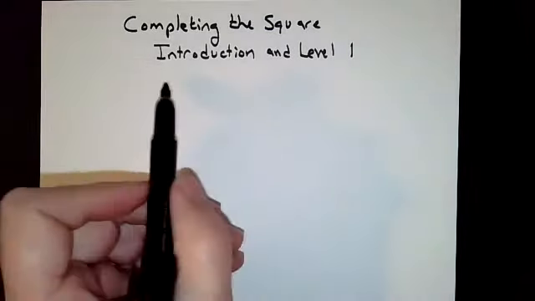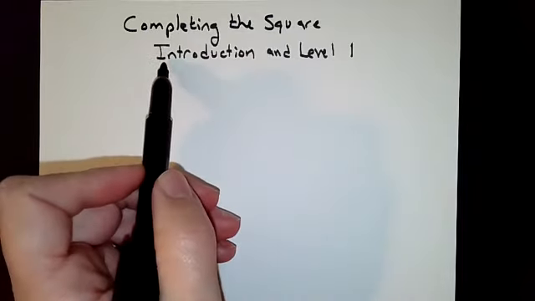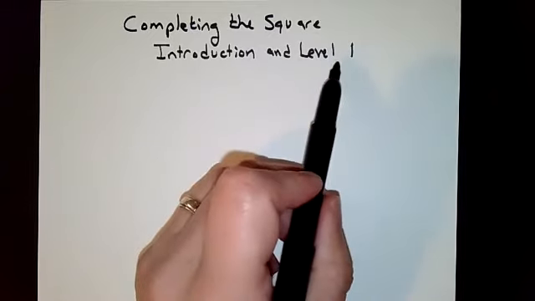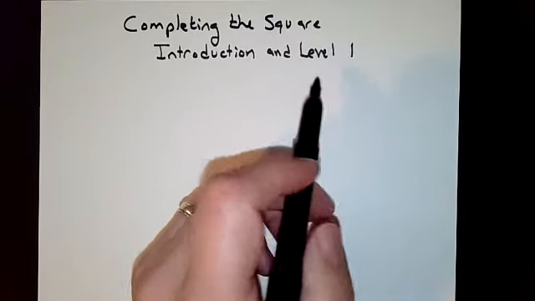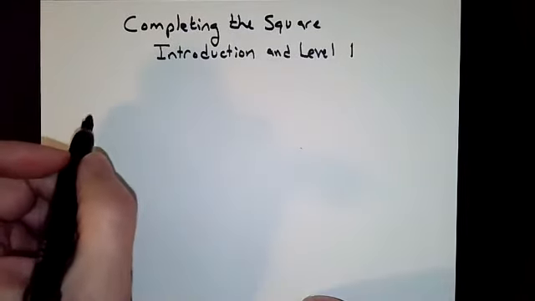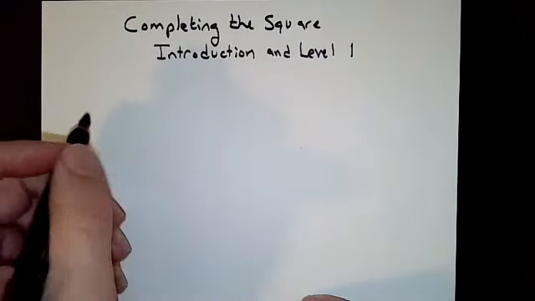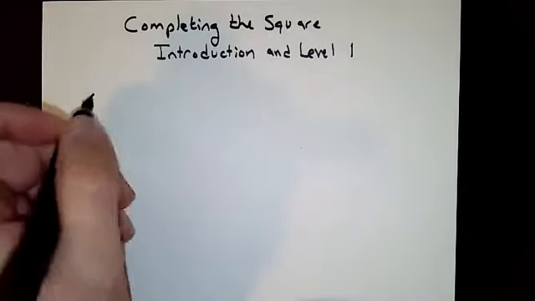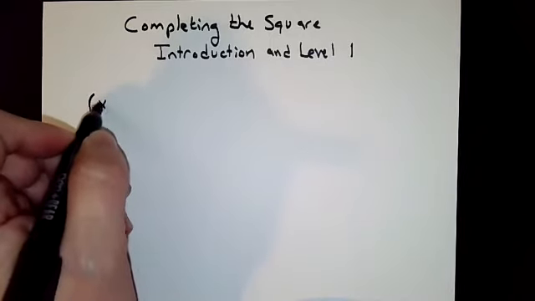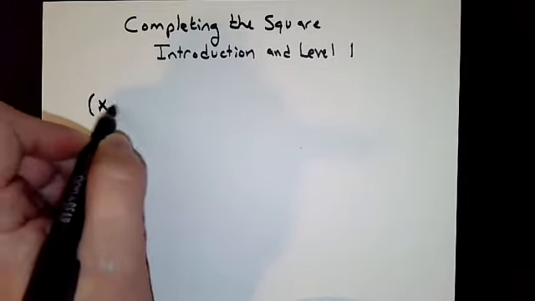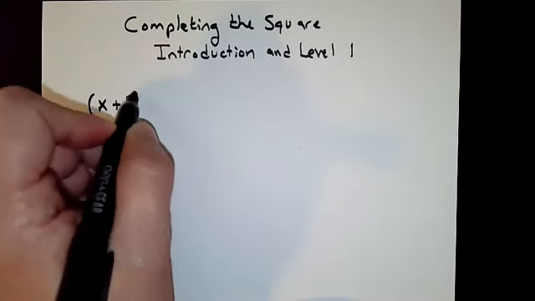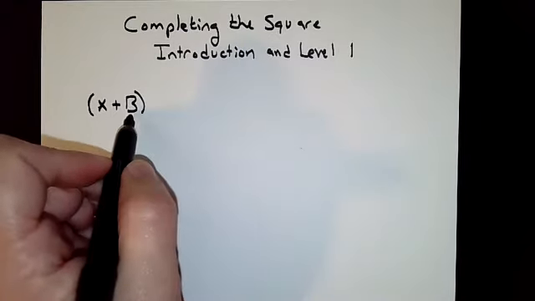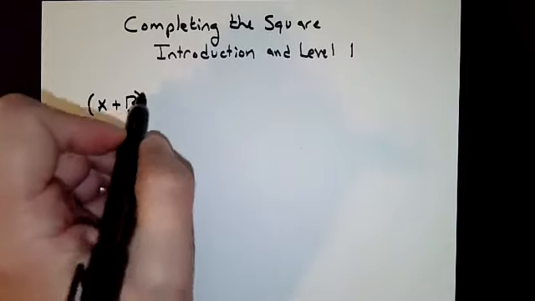But anyway, in this video, we're going to do an introduction to what we mean by completing the square and set up the basic idea, and then do a couple of examples at level one, the easy level. So we're going to start off by looking at a perfect square, and specifically a perfect squared binomial. So x is our variable, and then b, and I'm going to use a capital B for a reason. So capital B is a constant. It's a number of some kind. Could be positive, could be negative.